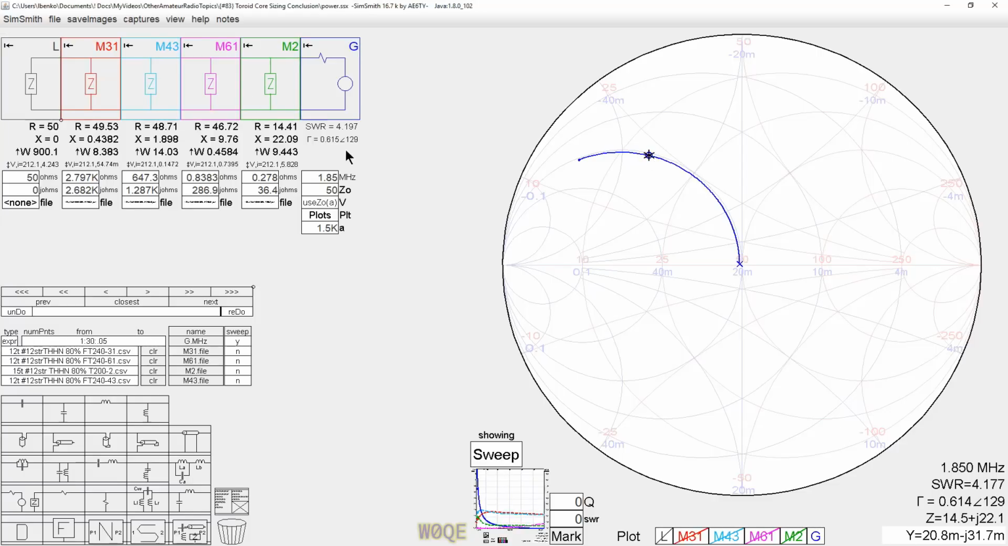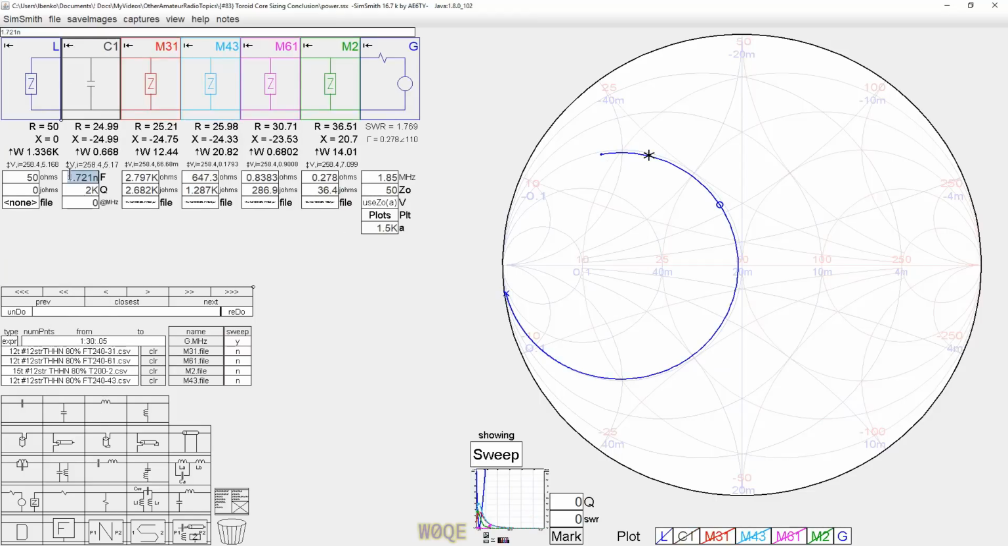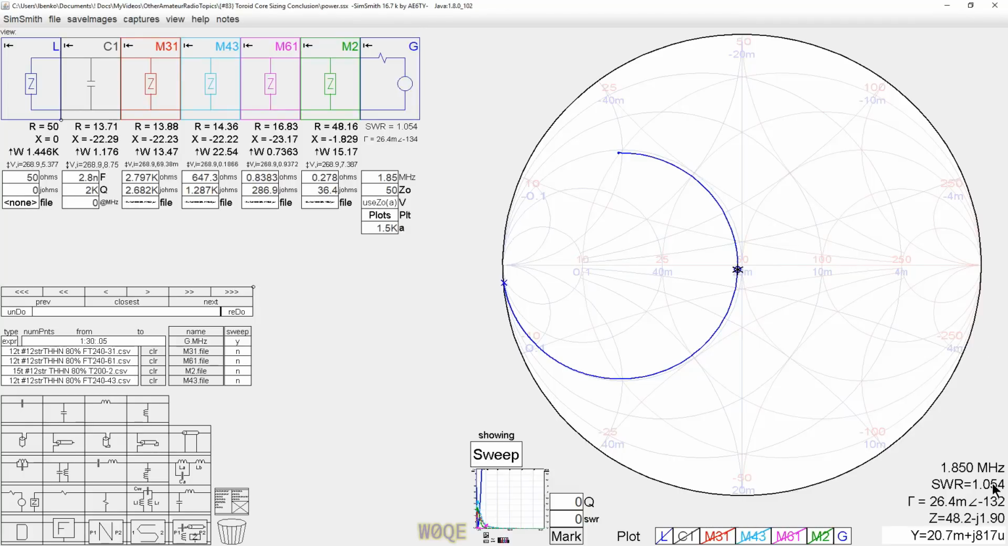My transmitter will not put out the power into that SWR. So what I need to do is compensate for this. The simplest way to compensate for it is with a capacitor. And we can see that as I increase the capacitance, 2.8 nanofarads is pretty darn close right here to an SWR of 1.05 to 1 at 1.85 megahertz. This won't be suitable with the other bands at the higher frequencies, but it's good at 1.85 megahertz.